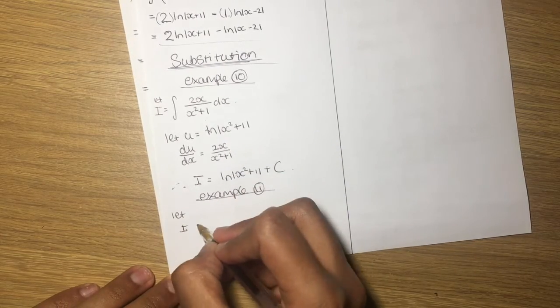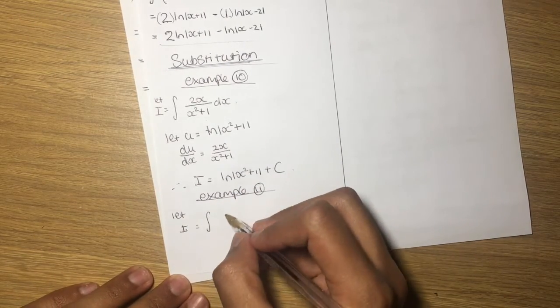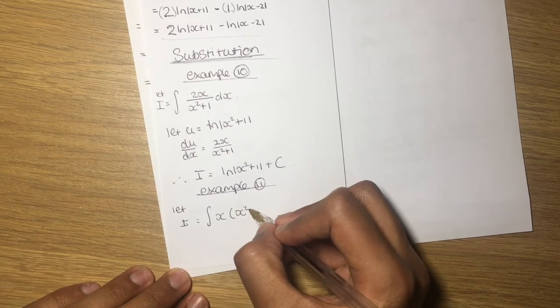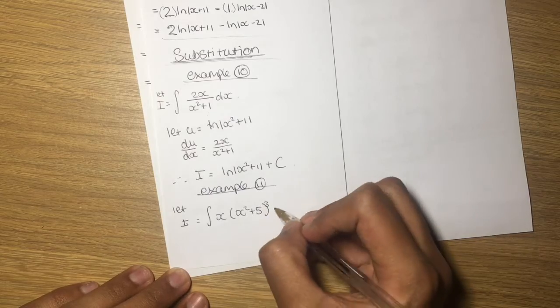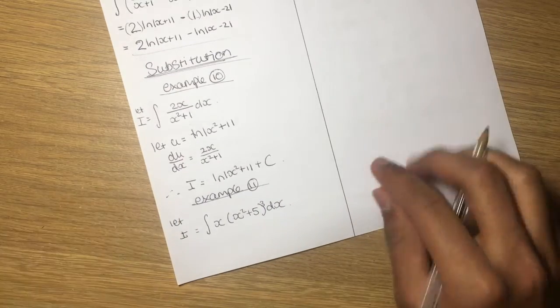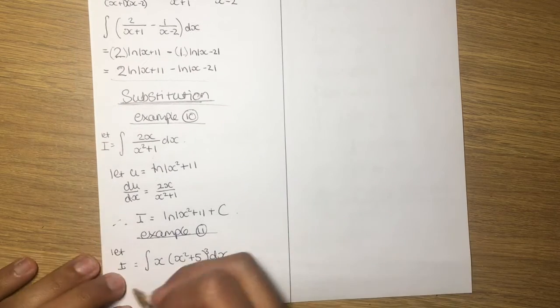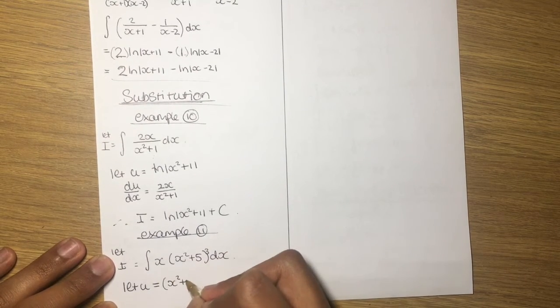Substitution is sort of trial and error. Sometimes you get it, sometimes you don't. So anyway, next we're going to be letting I equal the integral of x times (x² + 5)³. Now here we're going to let u equal (x² + 5)⁴.